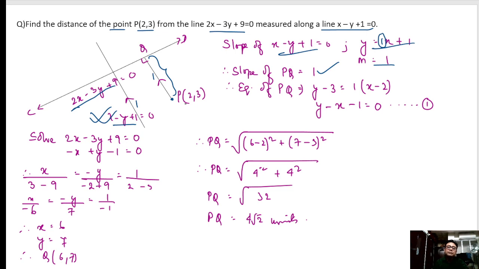And this line passes through 2, 3. So the equation of PQ will be y minus y1 is m into x minus x1. This is the equation of PQ. Now PQ and CD will intersect at Q. So solving these two equations, again, we can calculate the coordinate of Q.